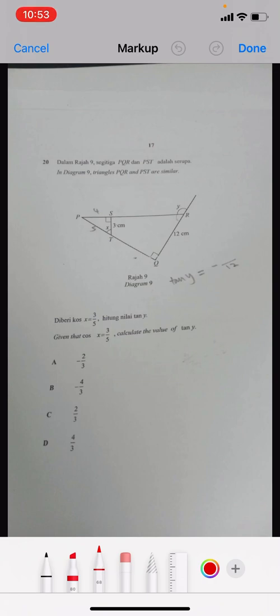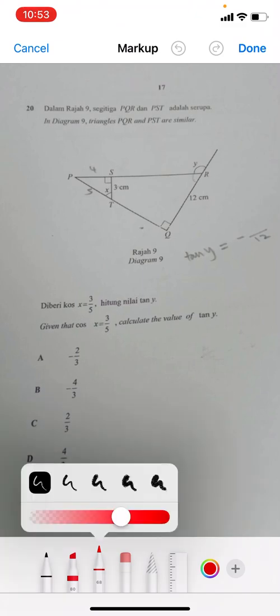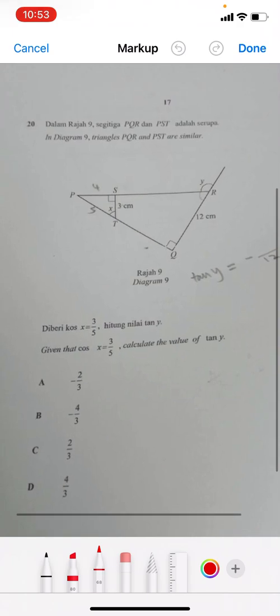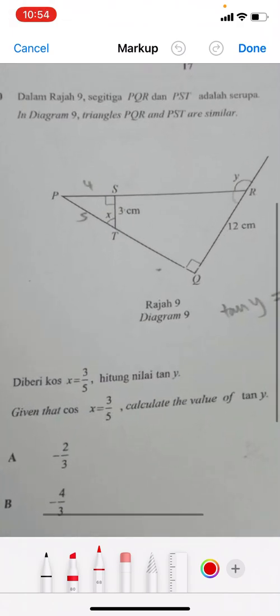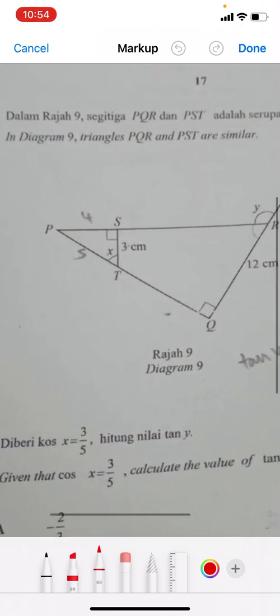Today I would like to share with you one question regarding trigonometry and also congruency. Right, so this question involves two important skills. One is trigonometry and the other one is congruency of triangles.